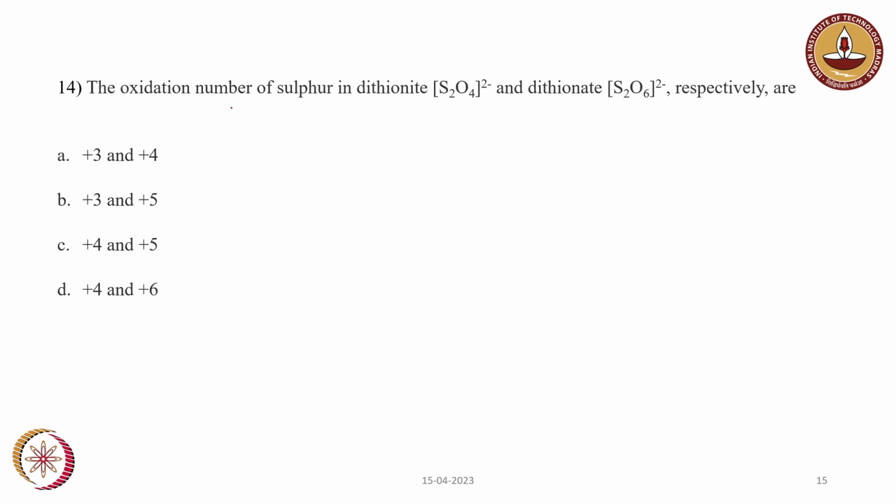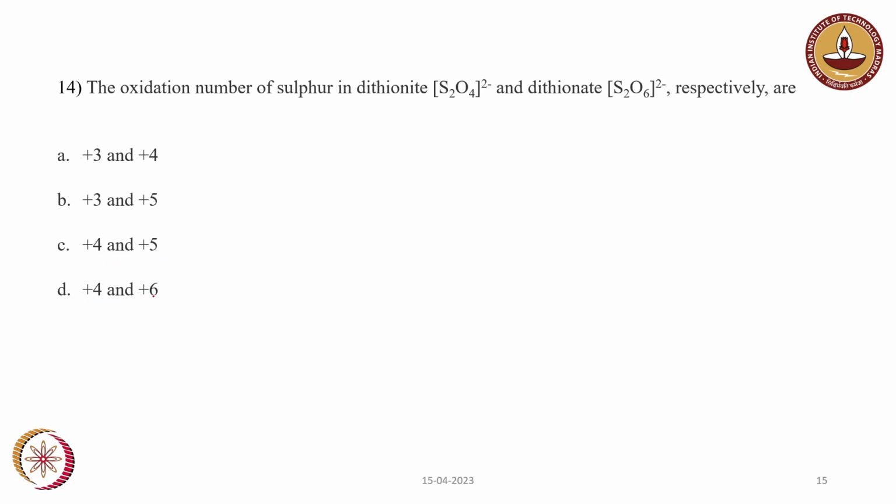Next question is: the oxidation number of sulfur in dithionite S2O4 2 minus and dithionate S2O6 2 minus respectively are. Option A is +3 and +4. Option B is +3 and +5. Option C is +4 and +5. And option D is +4 and +6.